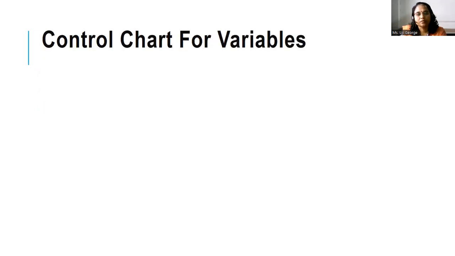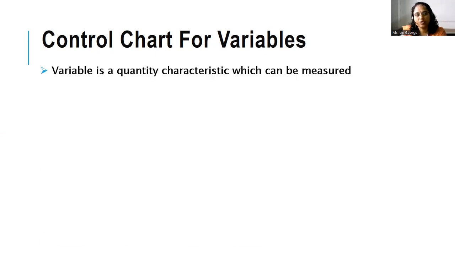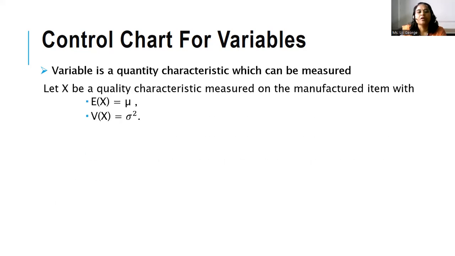Now, unit 2 is control charts for variables. Now, what do you mean by variable? Variable is any quantitative characteristic that can be measured. It can be measured absolutely clearly. That variable is called a quantitative variable. Now, we may be looking at the length, we may be looking at the weight, whatever be the characteristic. We denote it in a statistical language as X.